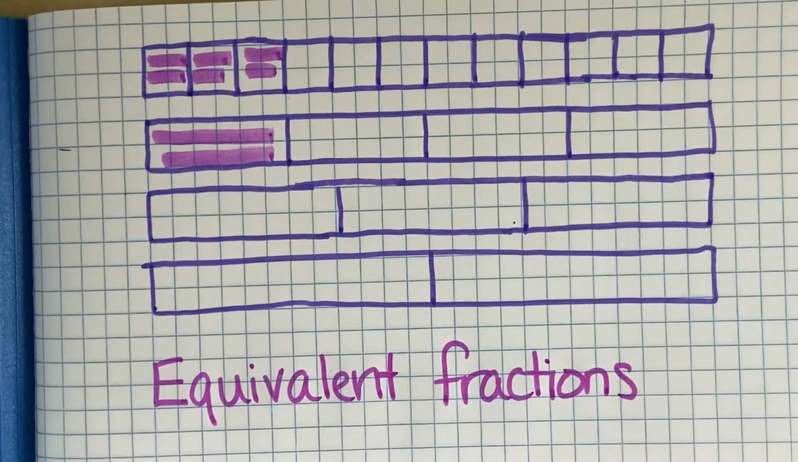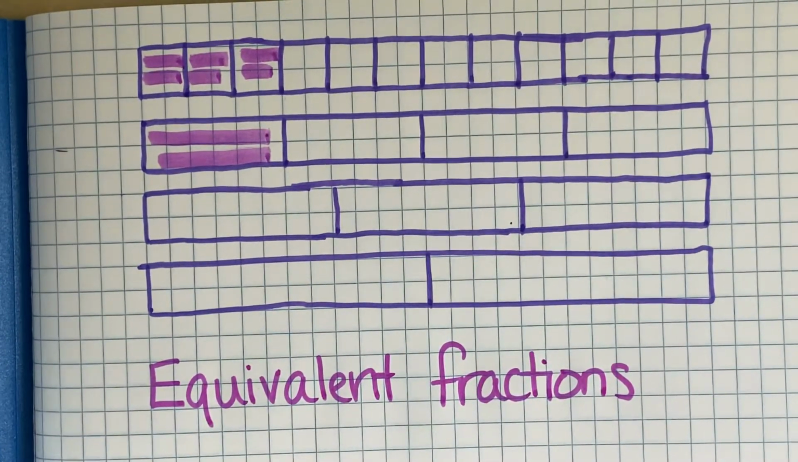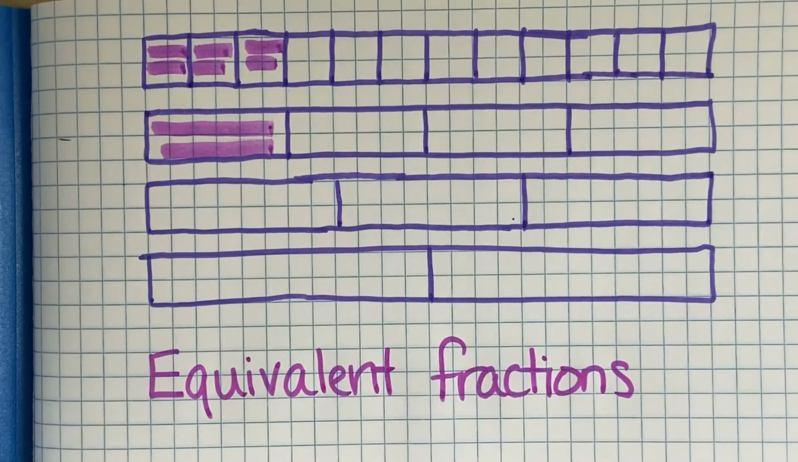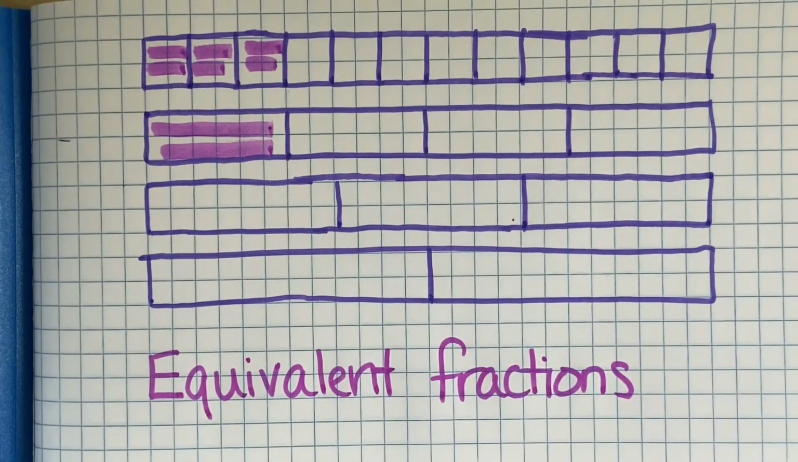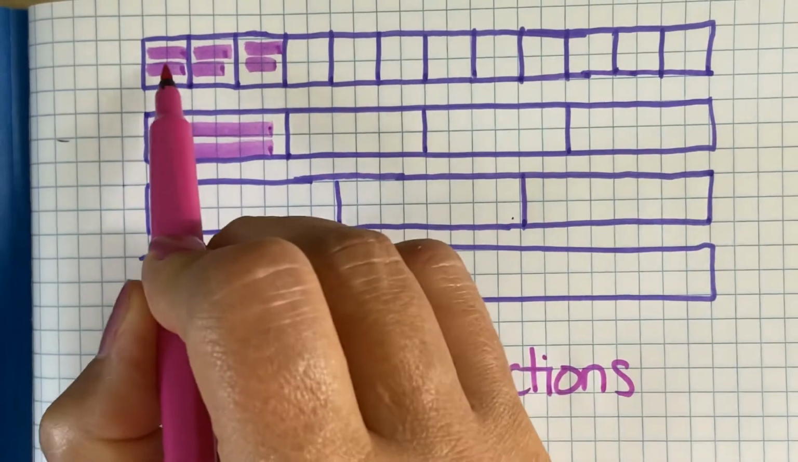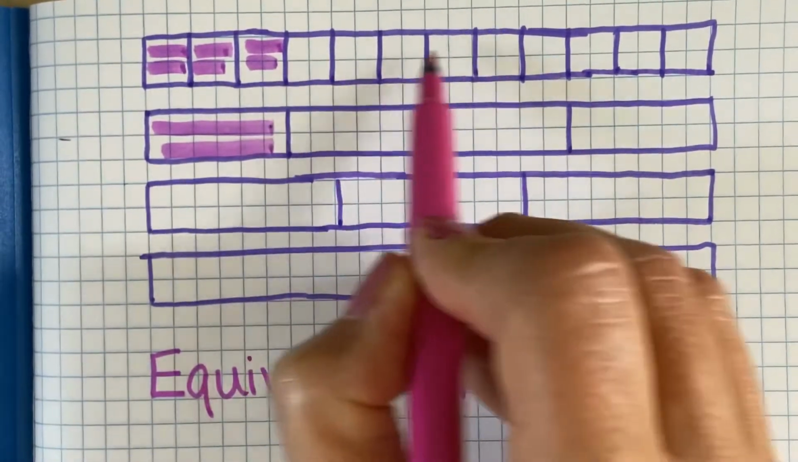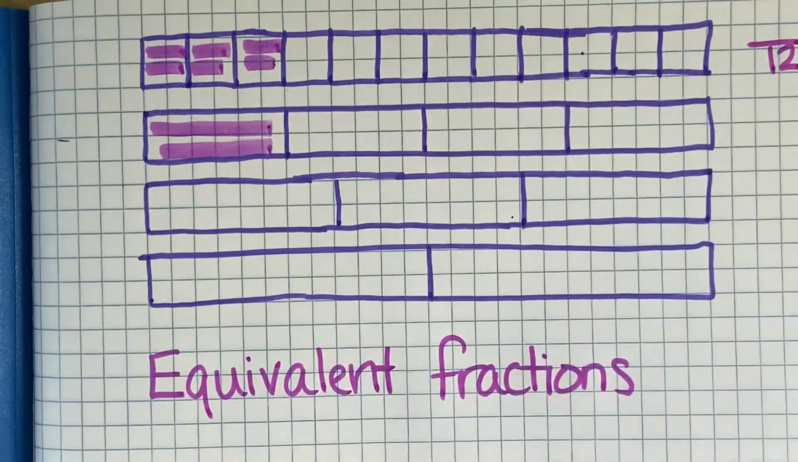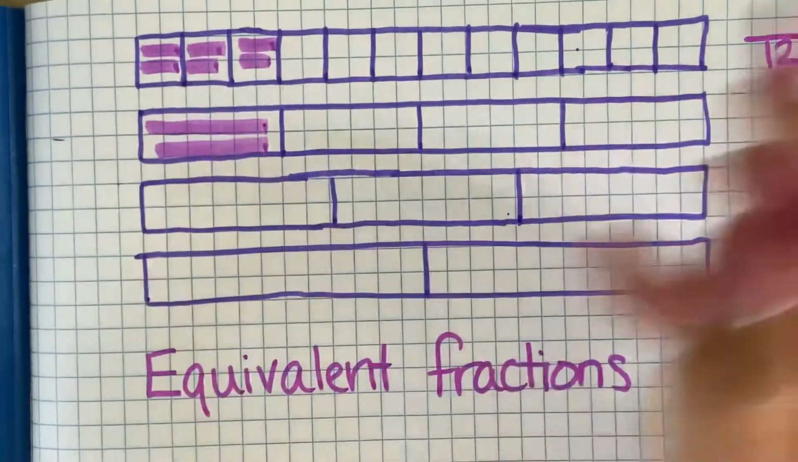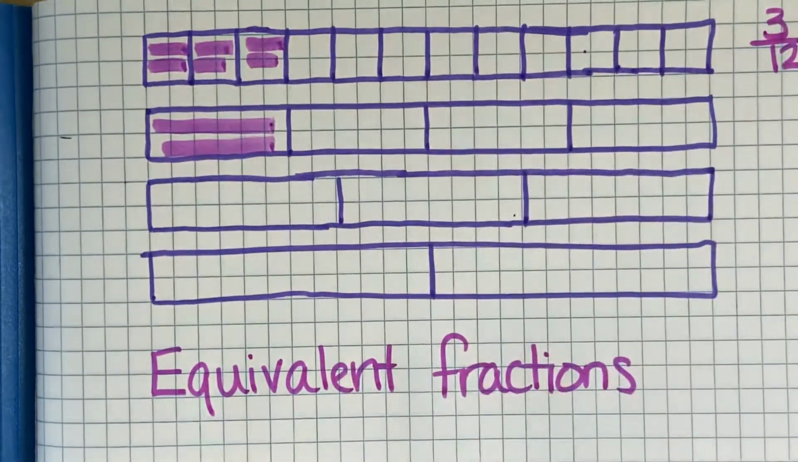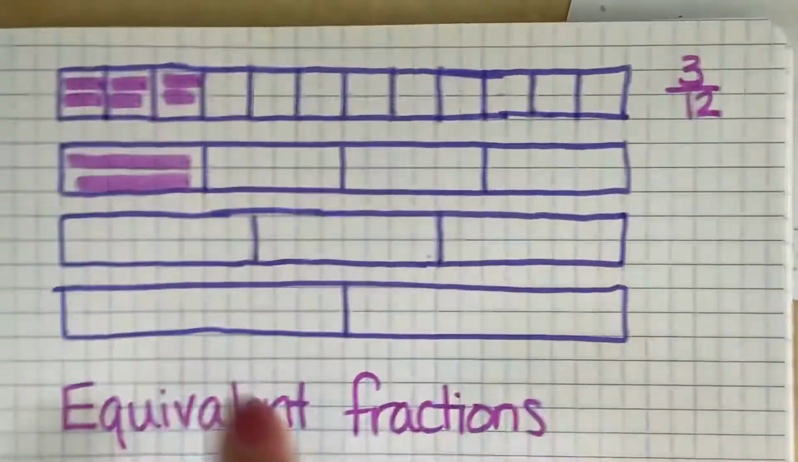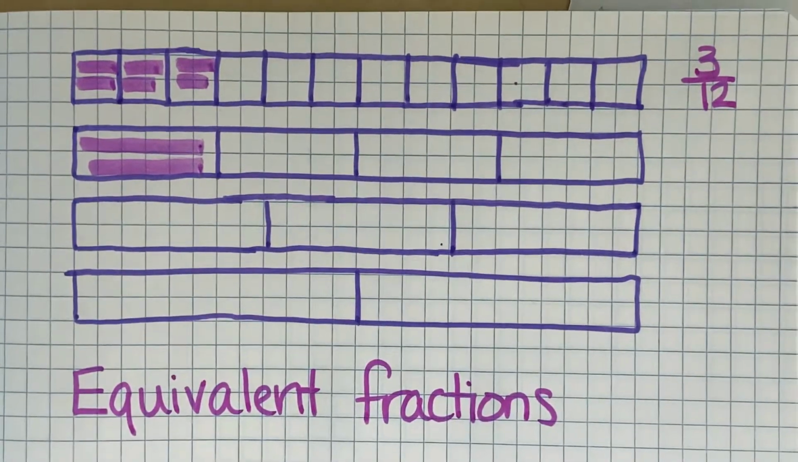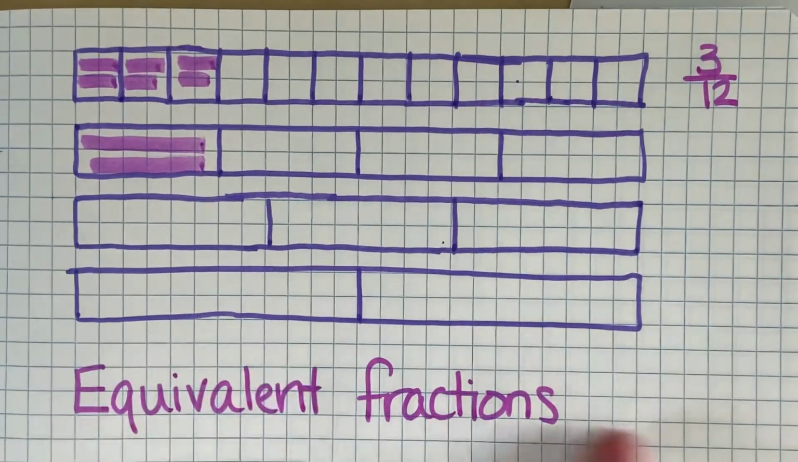Equivalent literally has the word equal in it, so it just means equal fractions. I'm giving you an example up here. There are 1, 2, 3, 4, 5, 6, 7, 8, 9, 10, 11, 12 boxes. I shaded in 1, 2, 3 of those boxes, so my fraction right here is 3/12. If you hear some noises, it's little Munchie Mouse, my kitty, getting in trouble here.